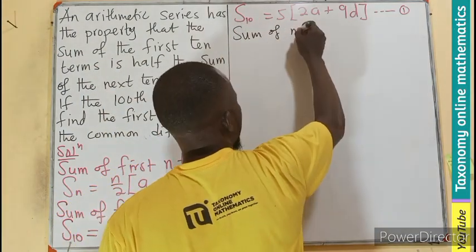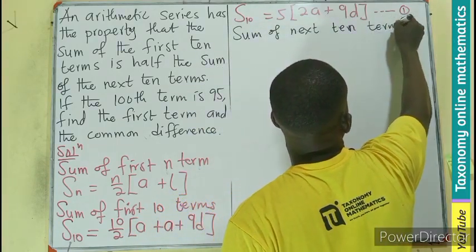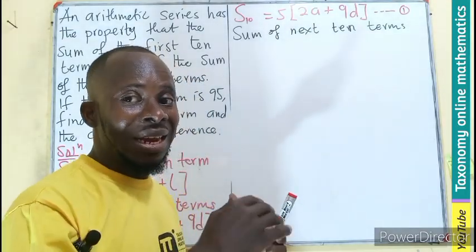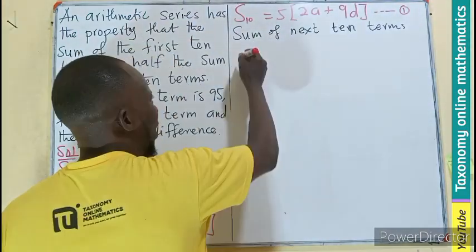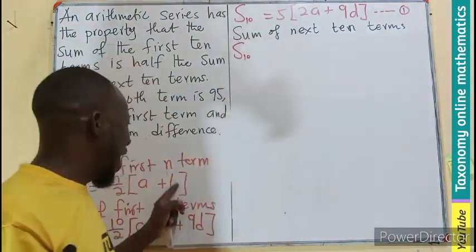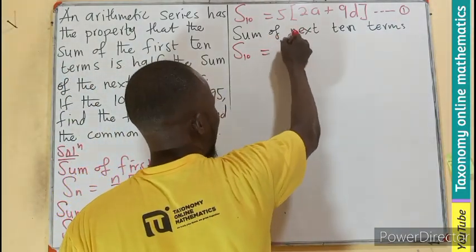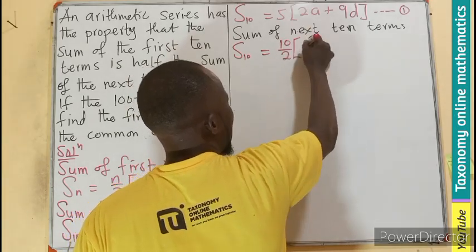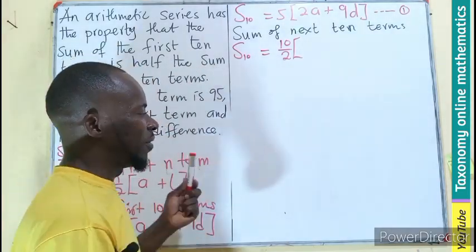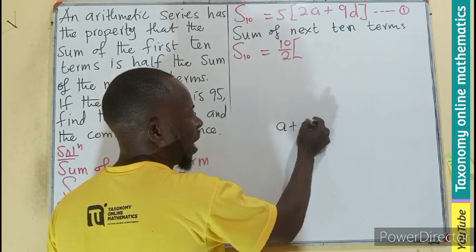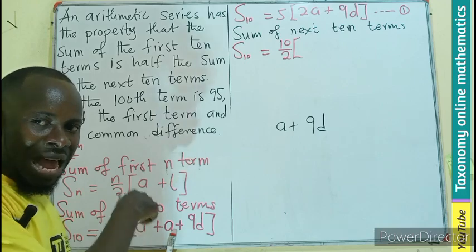Now we can have the sum of the next 10 terms. It means there are 20 terms available. We pick the first 10, then the remaining 10. Don't forget, it will also be 10 because n is going to be 10. So that will be 10 divided by 2, which is 5, times the first term plus the last term. The 10th term of the first set is a plus 9d, which is the last term there.